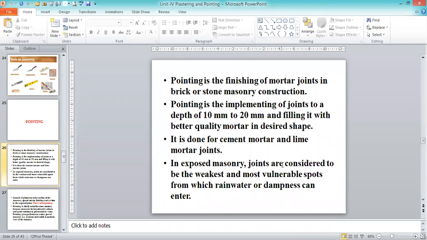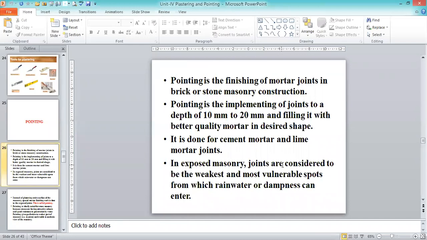In structure bond, we keep the bricks lengthwise, and in other bonds we keep them widthwise. So, whether you go for stone masonry or brick masonry, the brick or the stone is laid and we fill up the mortar joints, and that is called pointing.